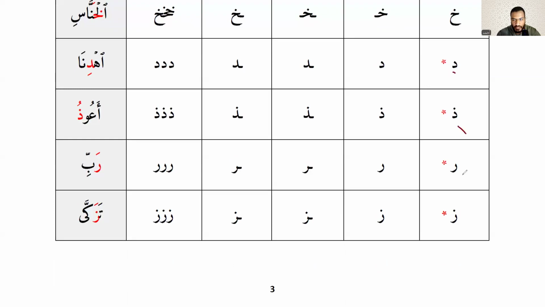Also, dal, zal, ra, and zay don't connect to what's coming after them. So dal in the beginning will have no line going to the left. In the middle, it will have a line going to the right, but not to the left. At the end, it will have a line going to the right. Same with zal, same with ra, and same with zay.